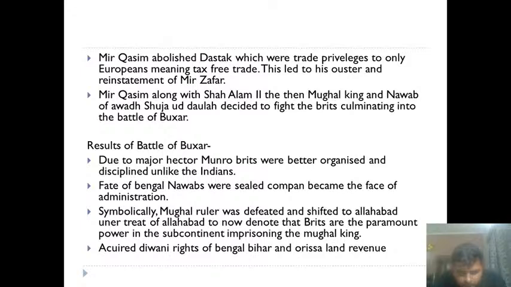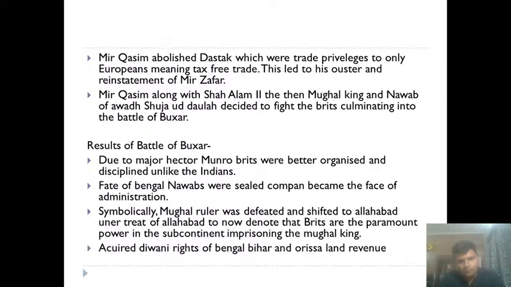What happened from the Battle of Buxar is, due to Major Hector Munro, the Brits were better organized and disciplined unlike the Indians. Indians had the upper hand in the number game, but Mir Qasim, along with Shah Alam II, put up a fight. The fate of the Bengal Nawab was sealed, and the company became the face of administration. Symbolically, the Mughal ruler was defeated and shifted to Allahabad under the Treaty of Allahabad, to denote that the Brits are the paramount power in the subcontinent, imprisoning the Mughal king.